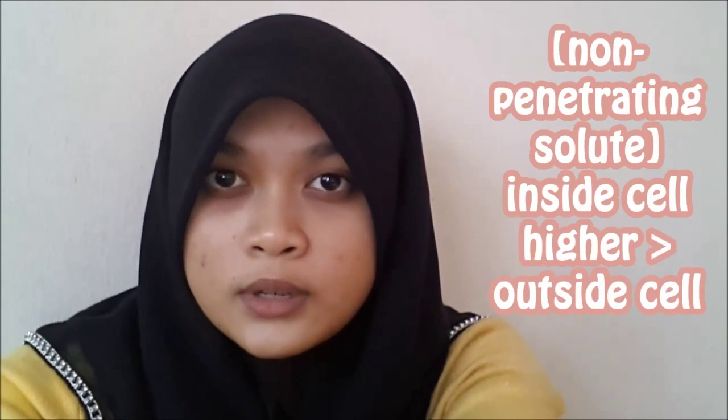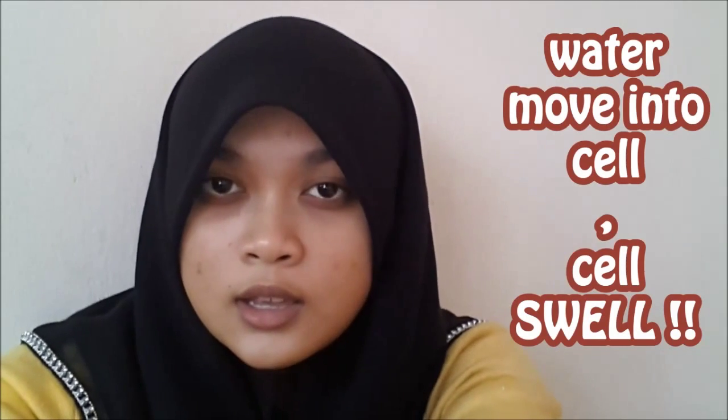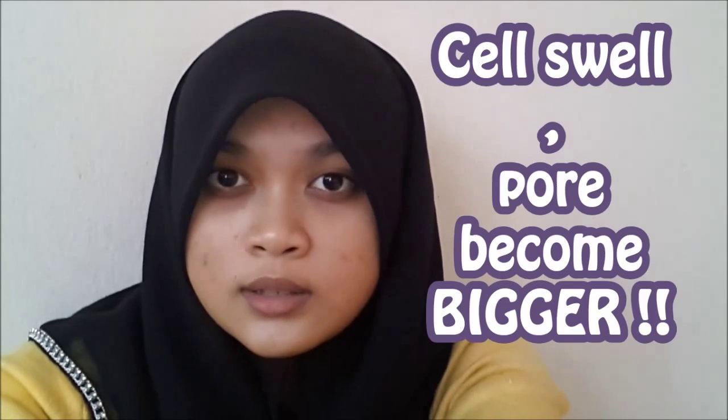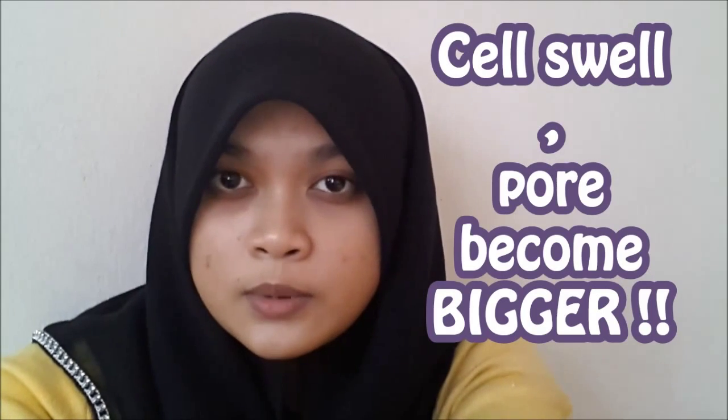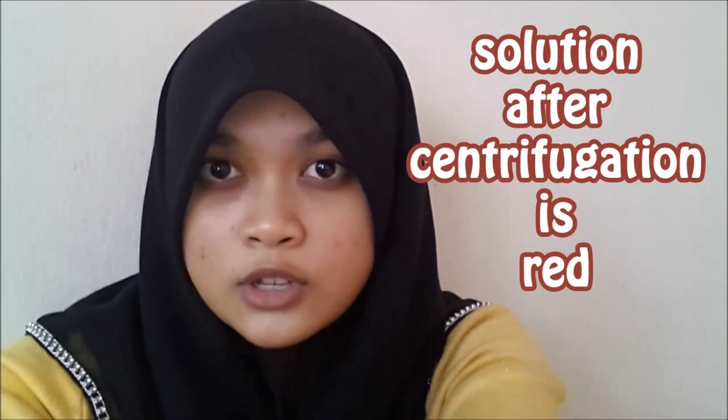In the hypotonic solution, the concentration of non-penetrating solutes in the cell is higher compared to outside the cell. To reach equilibrium, water from outside the cell diffuses into the cell. This will cause the cell to swell. When the cell swells, the pores of the plasma membrane will become bigger. This will cause the hemoglobin to diffuse out from the cell. This is why we found that the solution after the centrifugation is red. This is due to loss of hemoglobin from the cell.